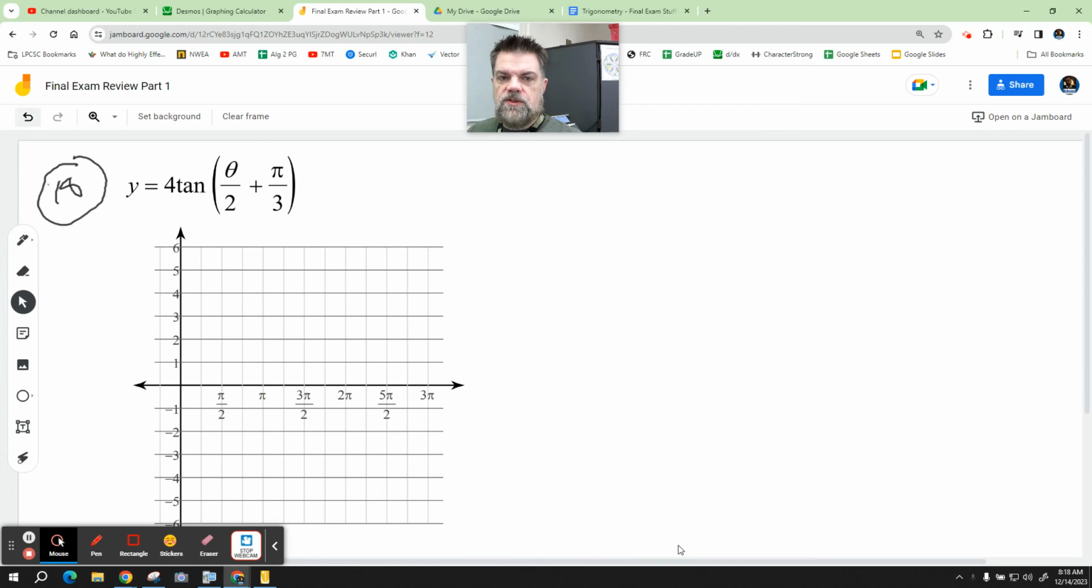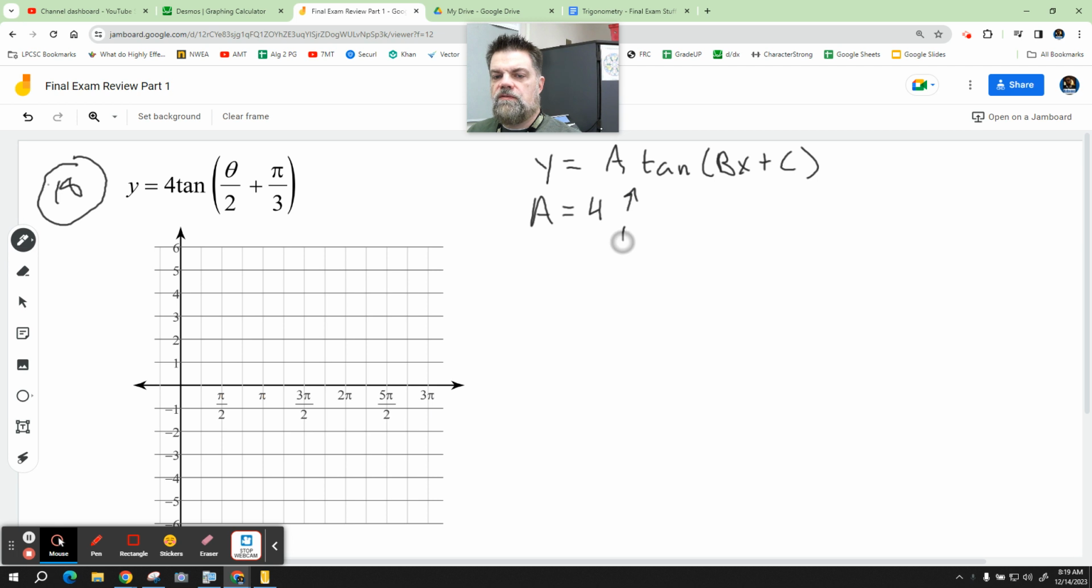All right, so this one is basically the same as 17, so don't panic, because at the end of this, you just plug it into Desmos and then try to graph it, right? It's written in the form A tangent bx plus c. So we just say A is 4. That's going to stretch it vertically. We say that B is equal to 1/2.